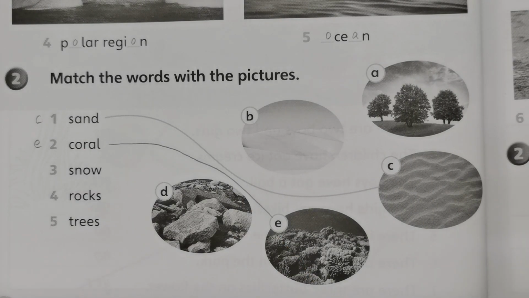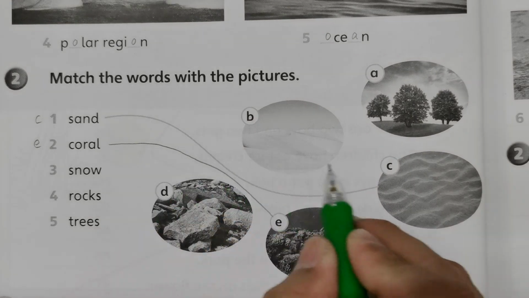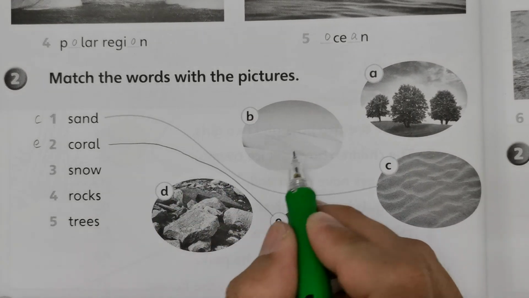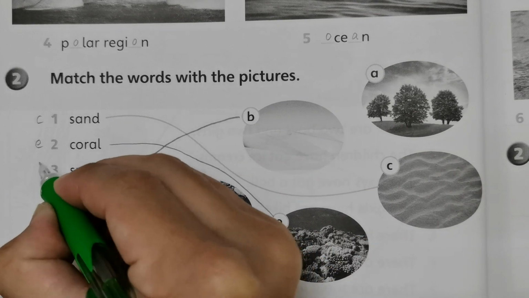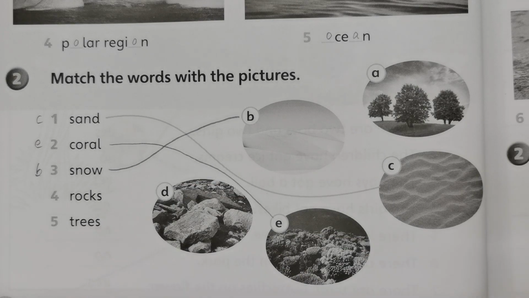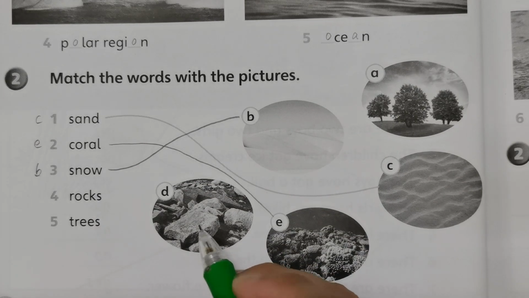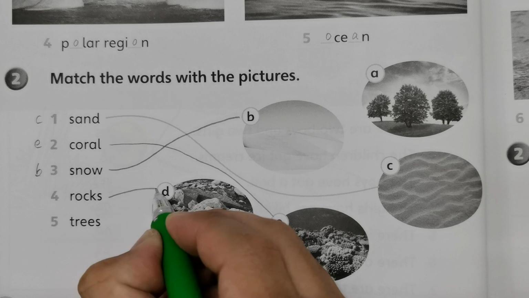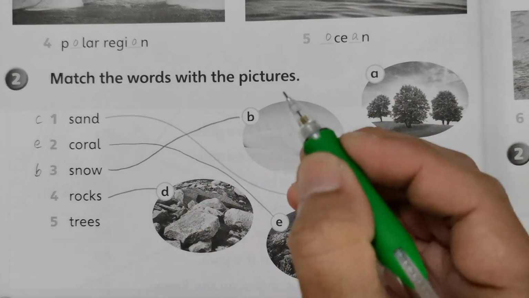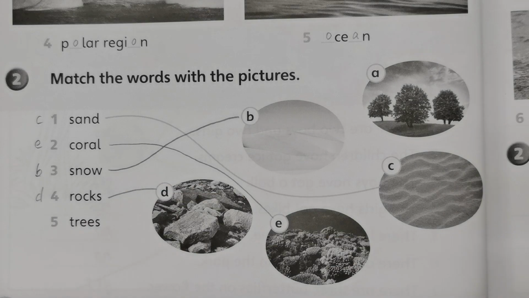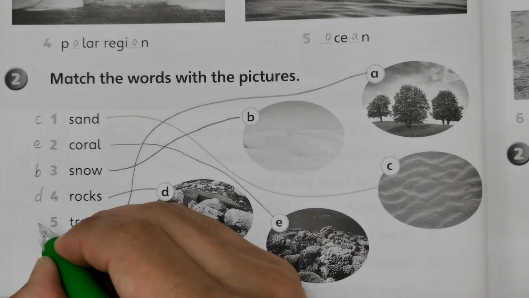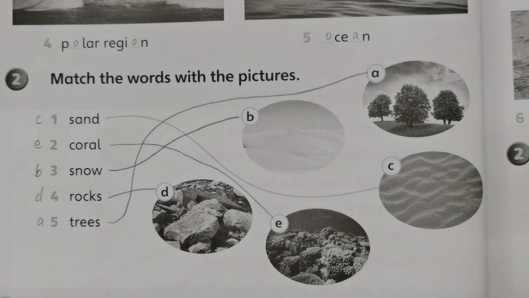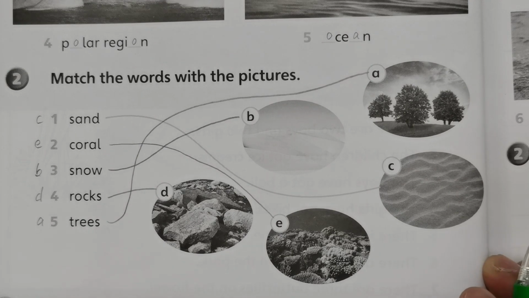And then number 3, snow. So this is white snow. Maybe you're confused with the sand. So this one, B. And then we have rocks. So these are rocks. D. And then trees. So trees. A. So we have already done page 78.